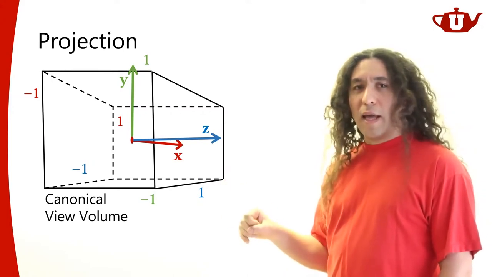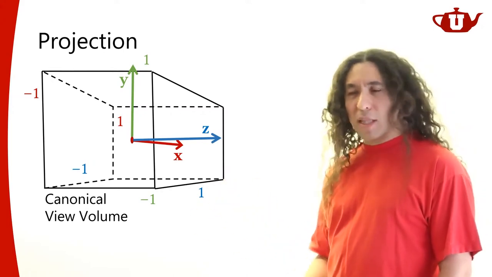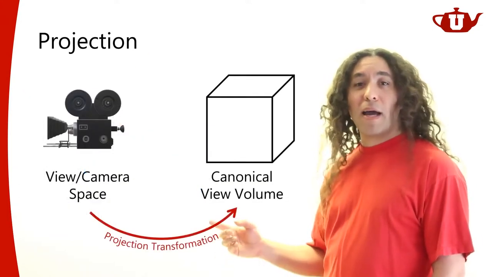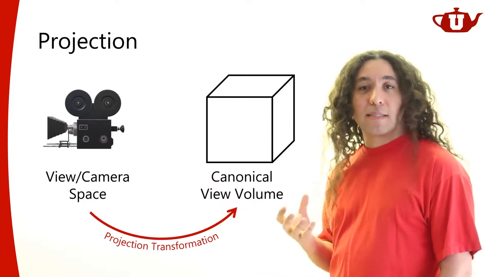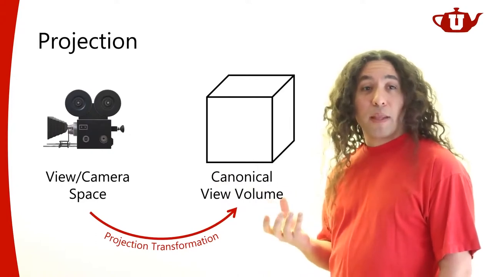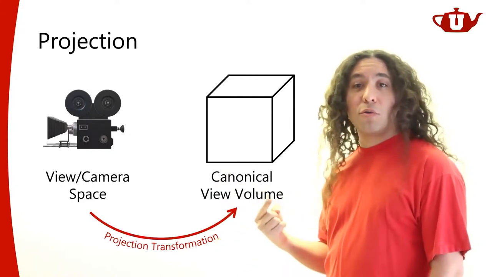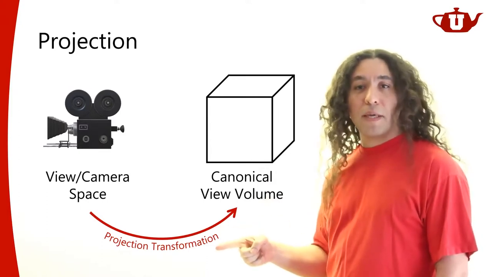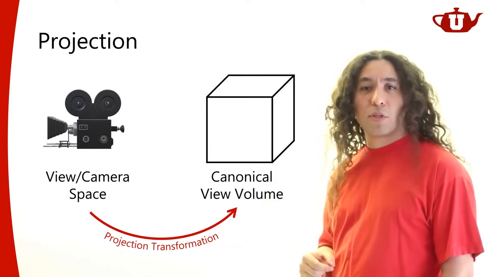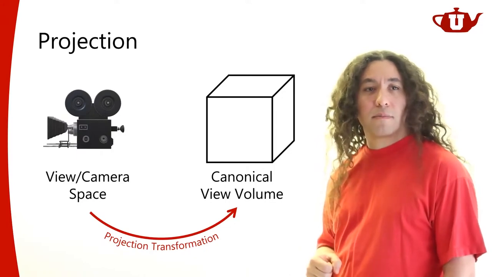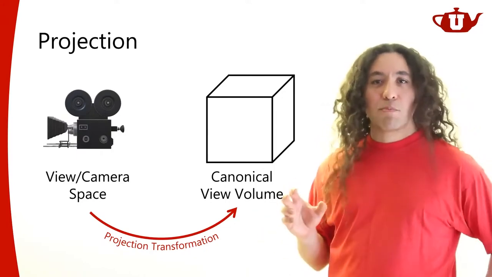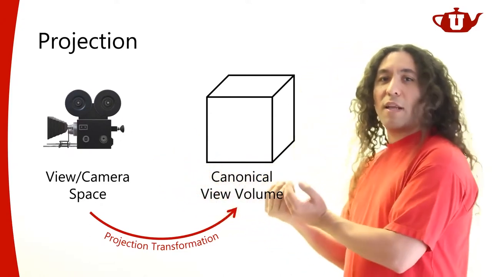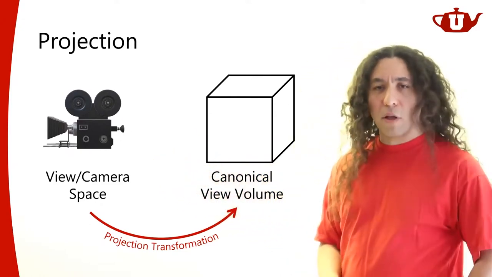So at the end, what I would like to do is take my camera space positions and convert them into a canonical view volume. And that's what we're going to be calling projection transformation, right? So projection is the process of taking this camera space and converting it into this canonical view volume.